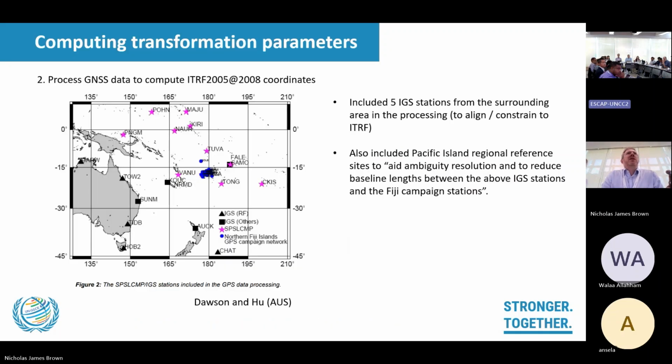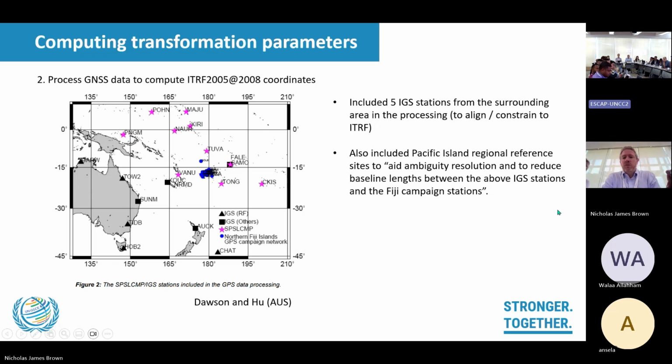And the next step is to then compute your ITRF coordinates. In this case, it was ITRF 2005 at the epoch of 2008. So as part of that processing, they included 5 IGS stations from the surrounding area. And remember what we talked about yesterday, those black crosses, the ITRF marks, that's what we've got here as the purple or pink stars. So it's showing you want ITRF information to align with that global datum. You want to be using information from that network from around the area of interest.